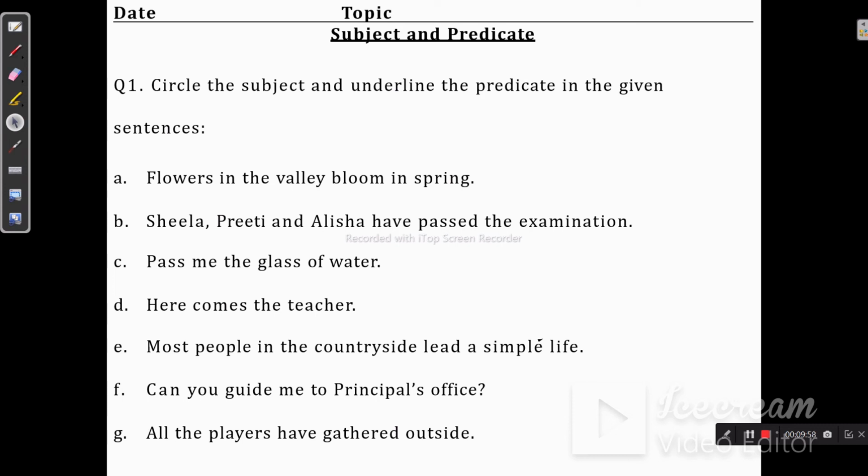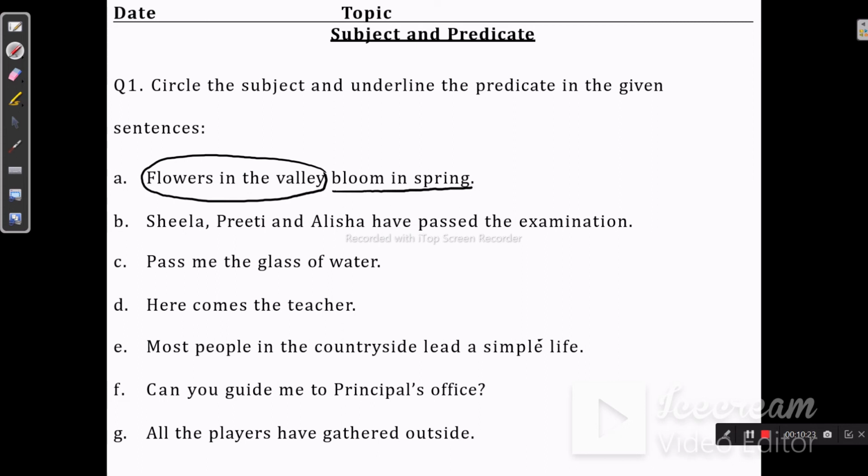So question number 1 is circle the subject and underline the predicate in the given sentences. A part. Flowers in the valley bloom in spring. So what bloom in spring? Flowers in the valley. So it's the subject. And what do flowers in the valley do? They bloom in spring. So bloom in spring is the predicate.